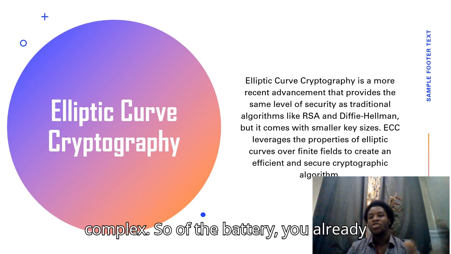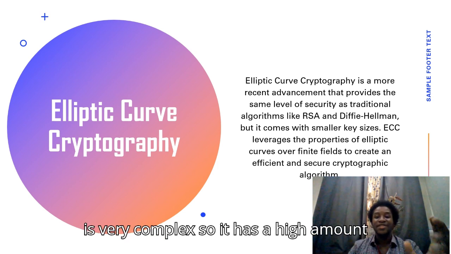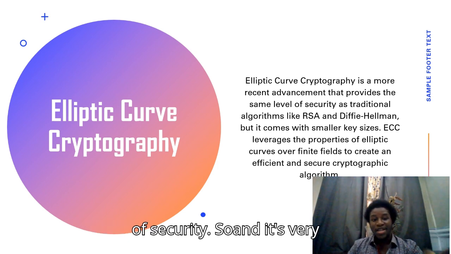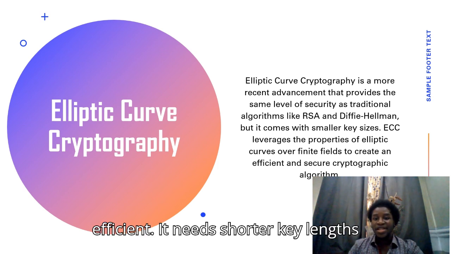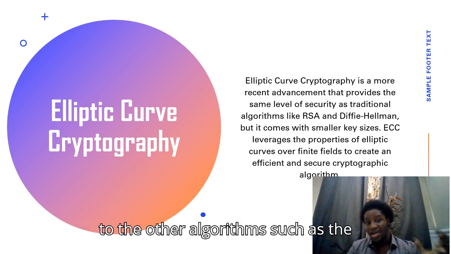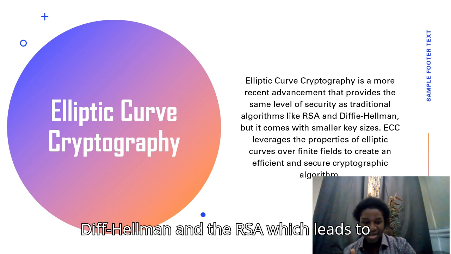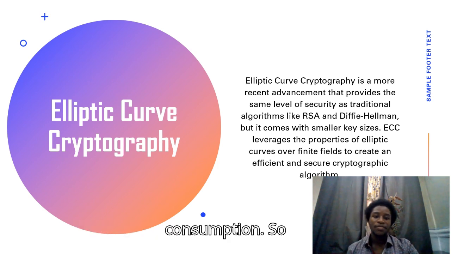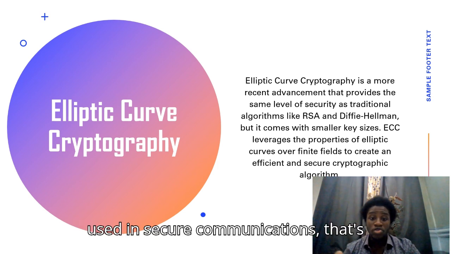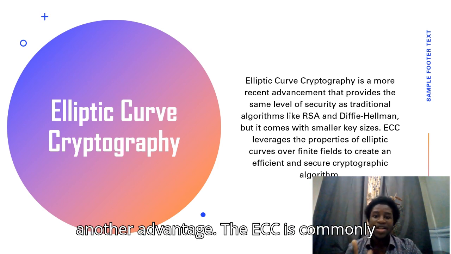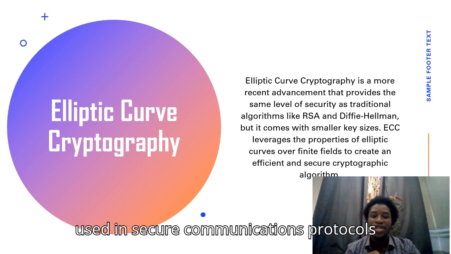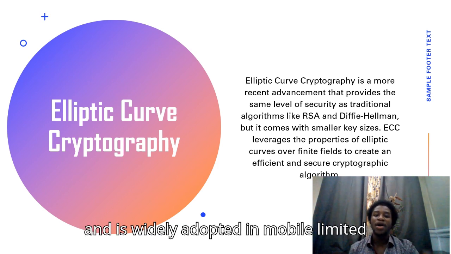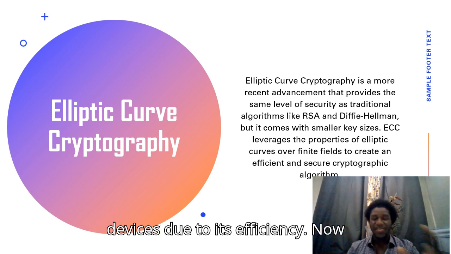So off the bat, we already know an advantage of ECC is that it's very complex, so it has a high amount of security. And it's very efficient. It needs shorter key lengths to achieve equivalent security compared to other algorithms, such as Diffie-Hellman and RSA, which leads to reduced computational overhead and power consumption. In use in secure communication, that's another advantage. ECC is commonly used in secure communication protocols such as TLS, Transport Layer Security, and is widely adopted in mobile and limited devices due to its efficiency.